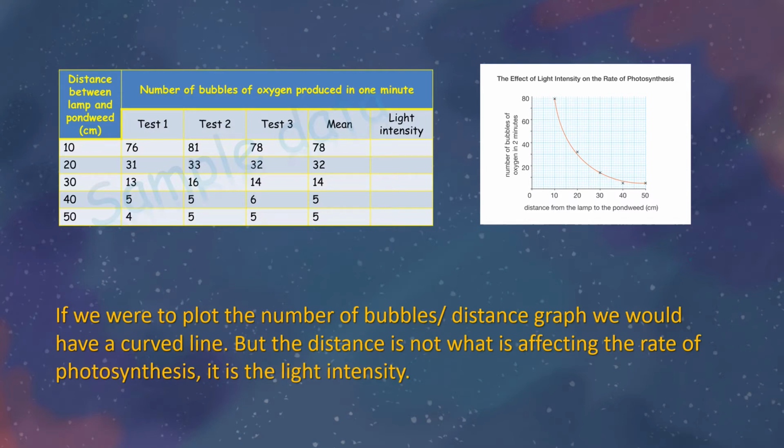So light intensity, this is carrying on from the photosynthesis practical that we did before half term. So if we were to plot the number of bubbles compared to distance on the graph, we would have a curved line, but the distance is not what's affecting the rate of photosynthesis, it's the light intensity. So if you did a graph that looked like this, that wouldn't be correct because we're not testing the distance, we are testing the light intensity. So we need to figure out what our light intensity is, and we're going to go through that now.